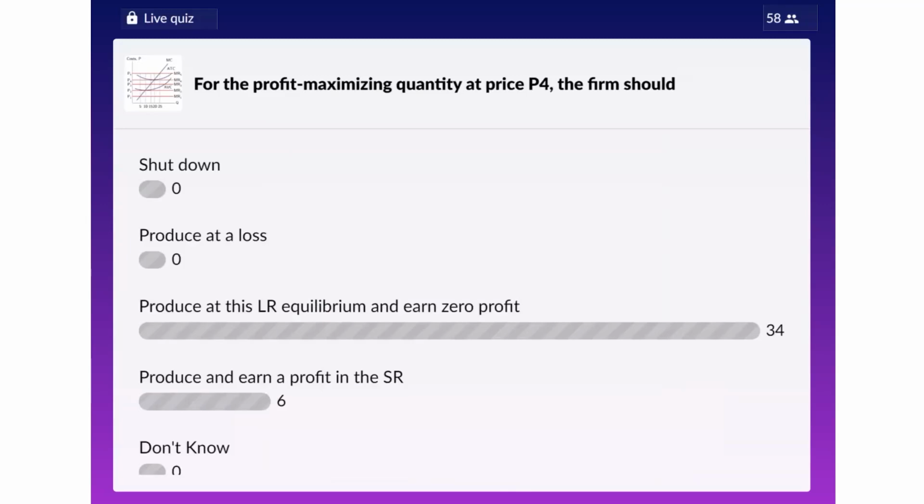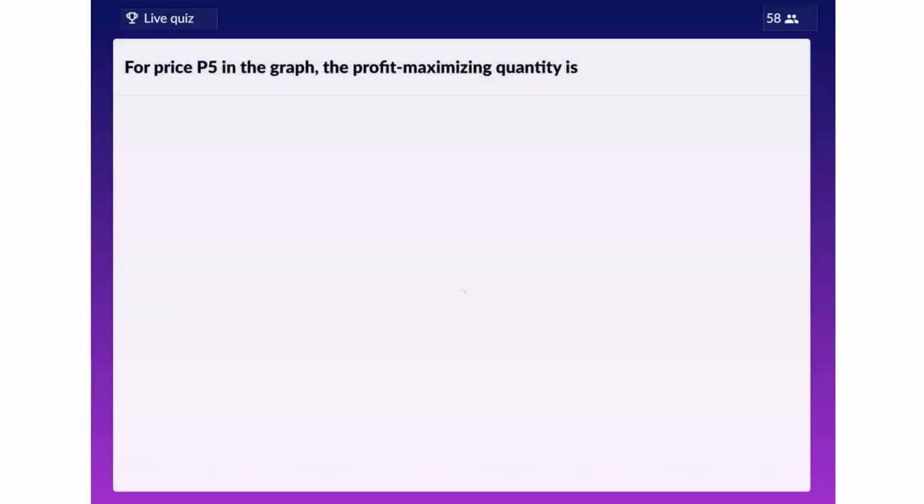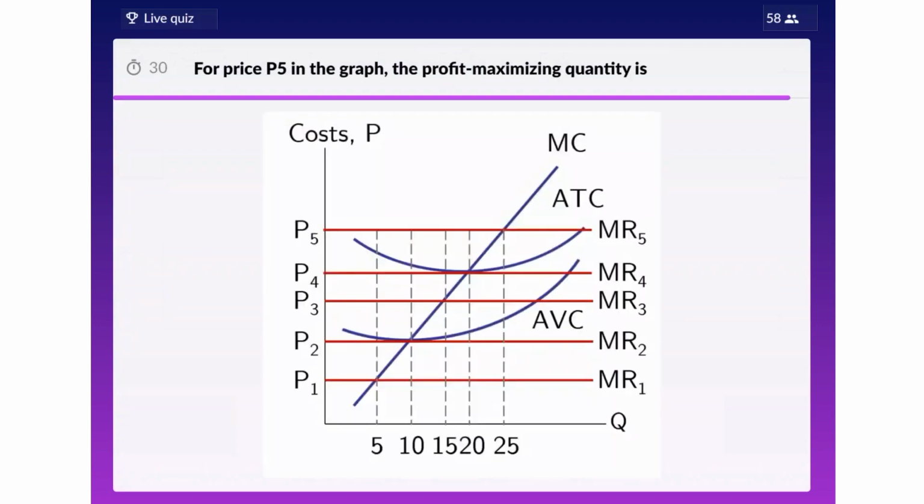Okay, so the majority say that you should produce at this long run equilibrium and earn zero profit. And you are correct. Now finally, we go to P5. For price P5, what is the profit maximizing quantity? Oh God, this is such an easy question, right? We already ruled out all the other answers.